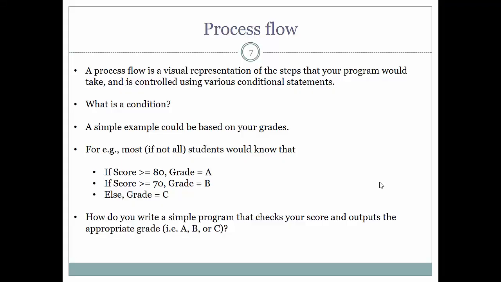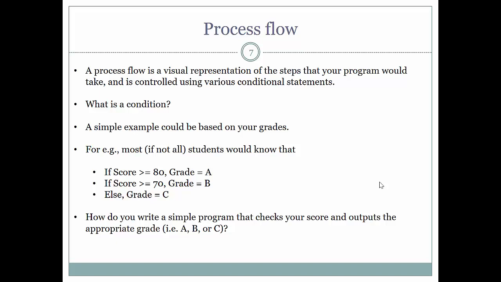Hi, in the last lesson, we covered the concept of operators, and moving into this lesson, we will start to talk about process flows. What is a process flow? It is nothing more than a visual representation of the steps that your program would take, and is generally controlled using conditional statements. So this is where our operators come in. What exactly is a condition?